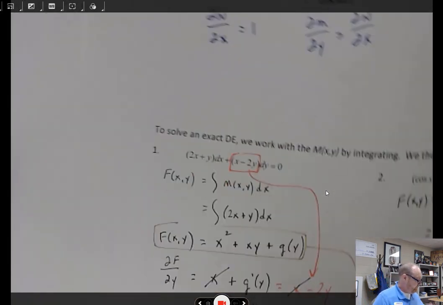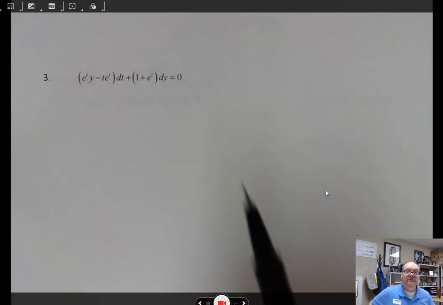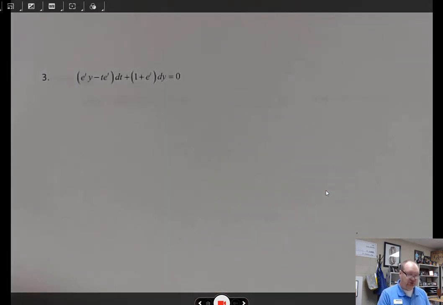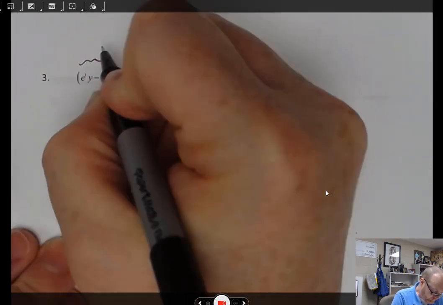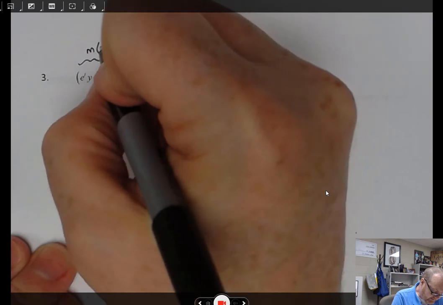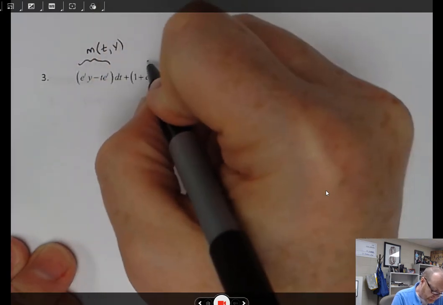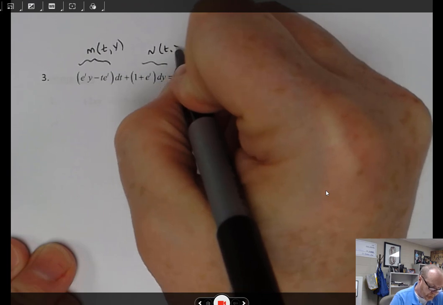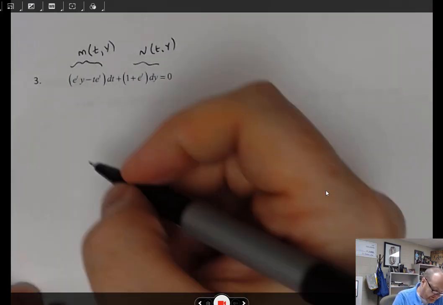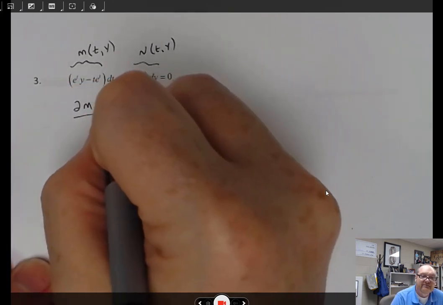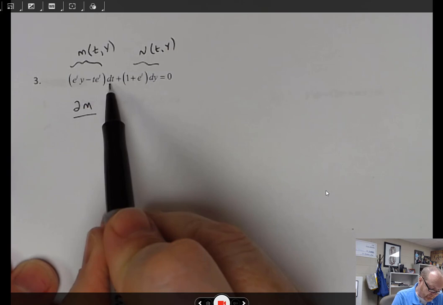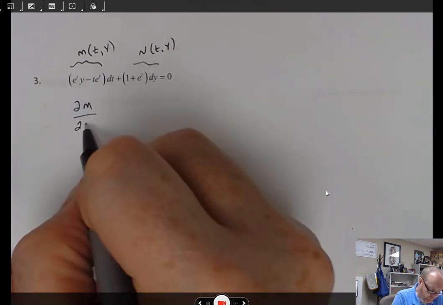So let's look at number 3. Number 3, I've got dt's and dy's. The first thing I'm going to do is to show that this is an exact equation. So this is what I've called the m portion, and it's a function of t and y. And this is what I'm calling the n portion. The first thing is let me differentiate m. Over here I was doing a dt, so let me differentiate now with respect to y.